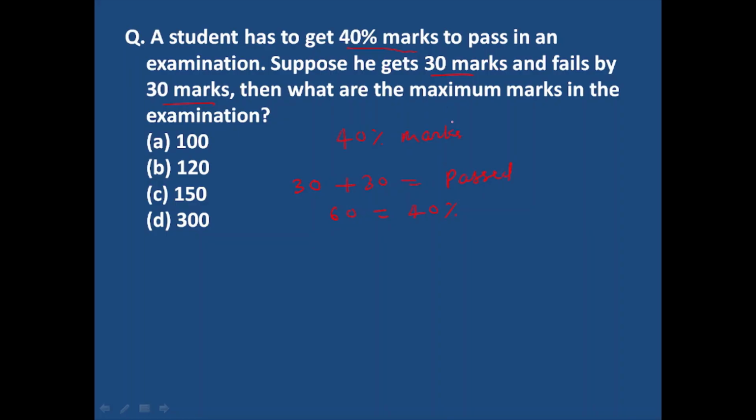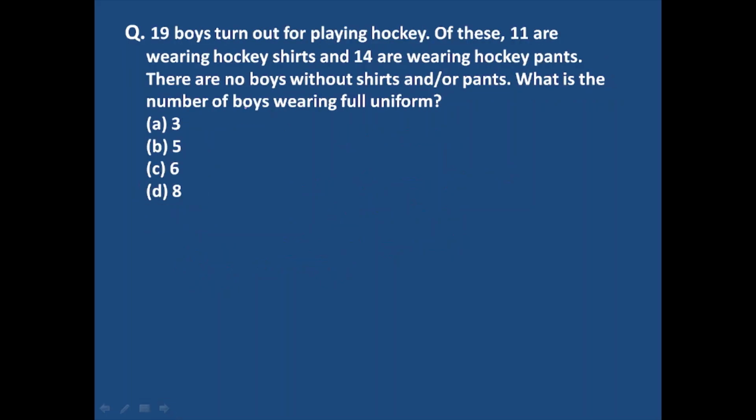What we have to find out is the total marks in the examination. It means we have to find out the value of 100%. Then the value of 100% will be 60 into 100 divided by 40, and this will become 150 marks. So option C will be the right answer. Clear? Now the next question.